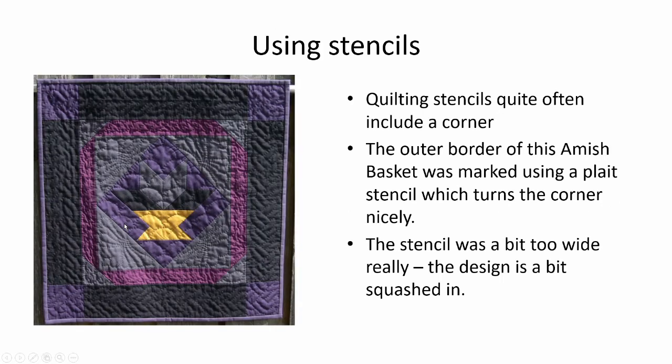A good place to start might be to use a stencil. Look out for stencils which include a corner, such as the one I used here on this plait on the outer border. Stencils, of course, unfortunately, only usually come in one size, and that might not be quite right for the size of quilt that you have. This plait, for example, is a bit wide. It's a bit too close to this outside edge here. So you really need to think about the size of the stencil and whether it's going to work.